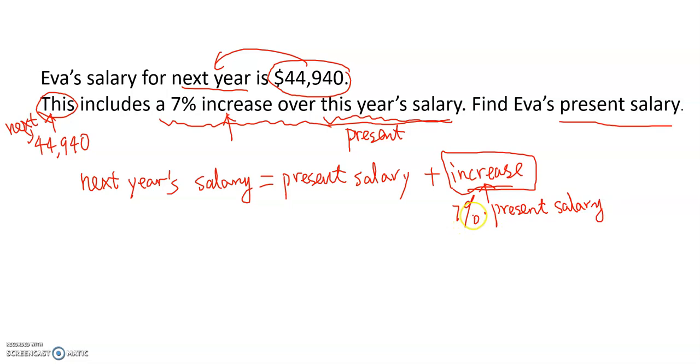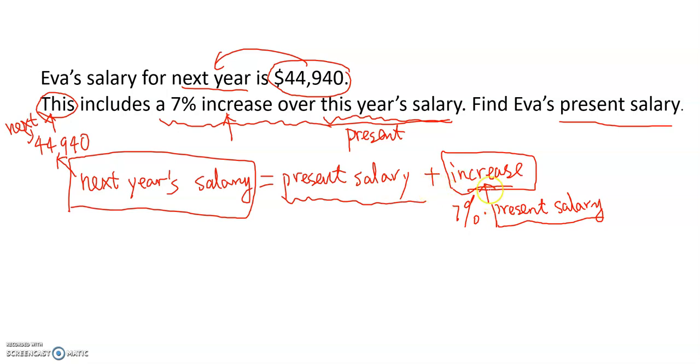Let's say if you make $100, the 7% increase means $7. So every $100, you get an extra $7, so you take $100 times 7%. Similarly, whatever the present salary is, multiplied by 7%, that gives us the increase. But the only thing is we don't know what the present salary is. So first of all, I need to make sure you understand this relationship. The next year's salary, which is that number right there, can be obtained by present salary plus increase.